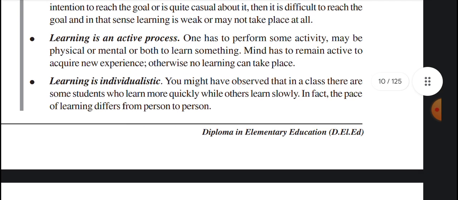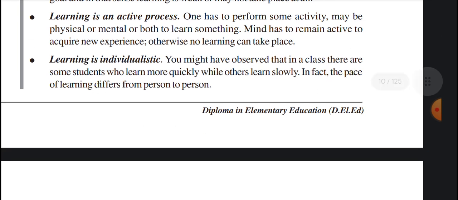Learning is an active process. One has to perform some activity, maybe physical or mental or both, to learn something. Mind has to remain active to acquire new experience. Otherwise, no learning can take place.